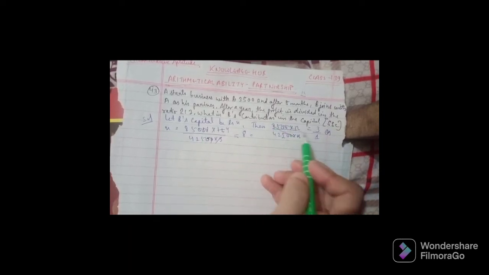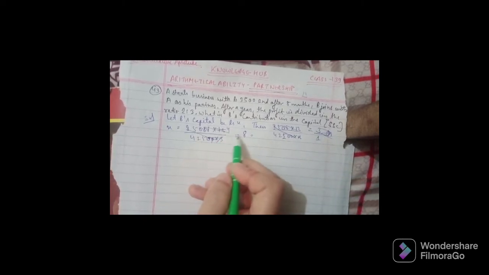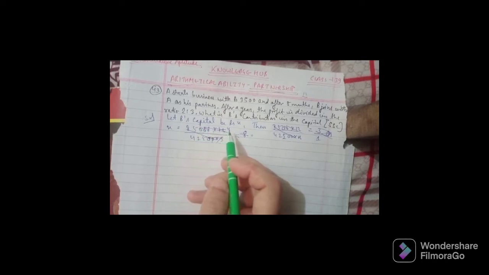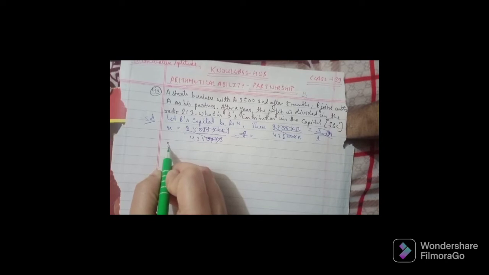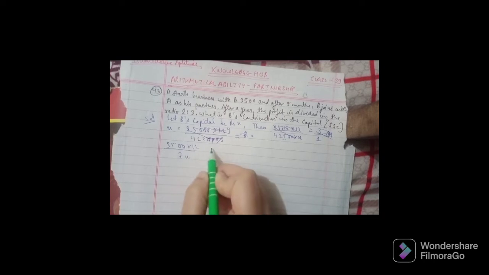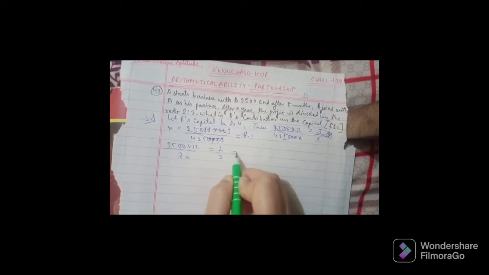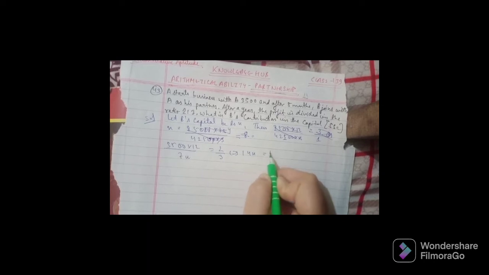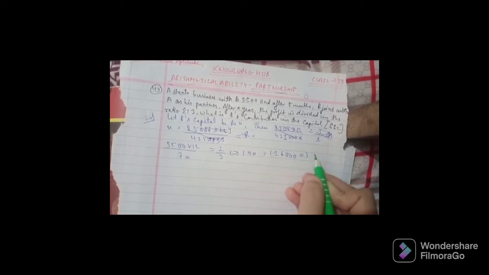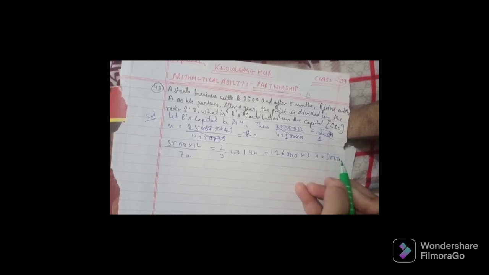Okay, sorry, we had made a mistake. I had seen another question and answered it. So B's capital be x, then it will be 3500 into 12 upon 7x, which is 2 by 3. So 14x equals 1,26,000, so x equals 9,000. So B's capital is rupees 9,000.